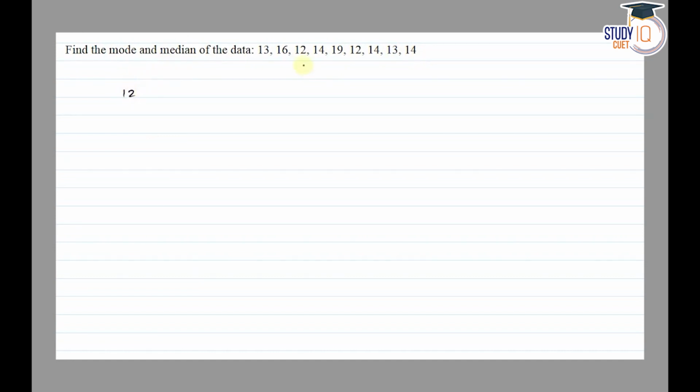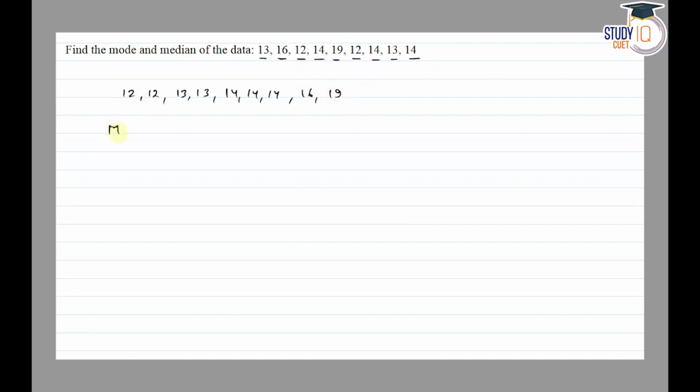So 12, 12 2 टाइम है, 13, 13, then 14, 14, 14 3 टाइम है, then 16, then 19.